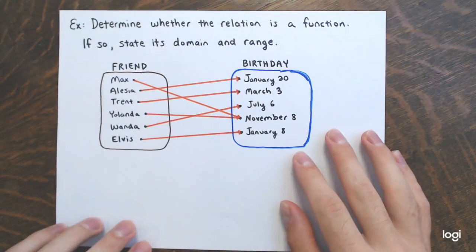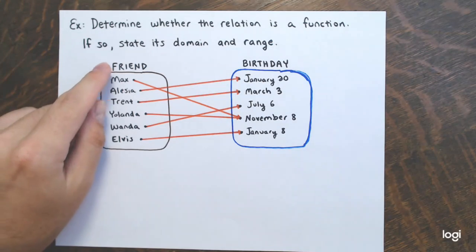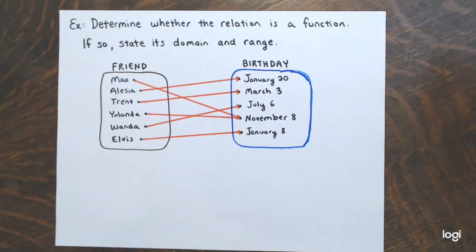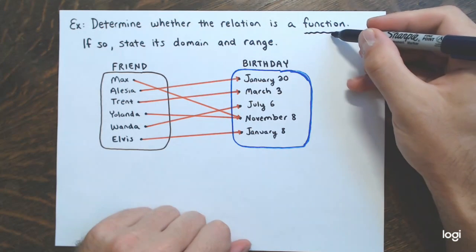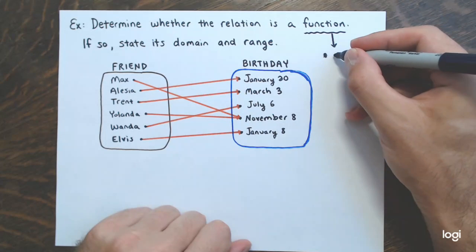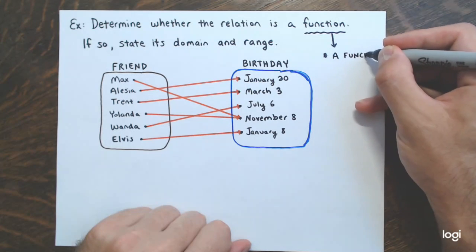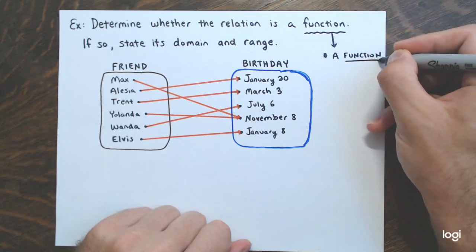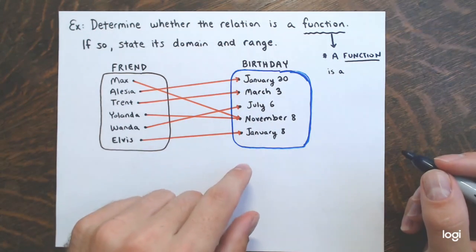Alright, so my first example. Determine whether the relation is a function, and if so, state this function's domain and range. So first off, what is a function? I'll write that off to the side here. Big note, huge note here, it's very important. A function is a relation. Okay, so this is a correspondence between two sets, like I'm seeing here.